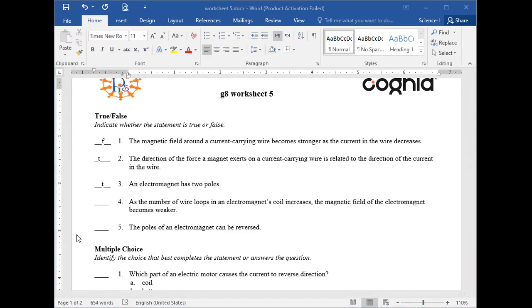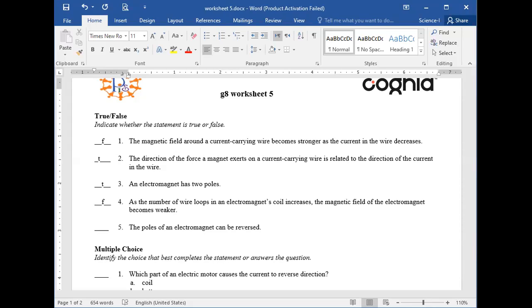Then question number 4, as the number of wire loops in the electromagnet coil increases, the magnetic field of the electromagnet becomes weaker. Yes, Reem? False. Of course, false, because we said that if we need to make the electromagnet stronger, we have 2 options. First option, we increase the loops of the wire, or we could use a more powerful electric source. So as the loops increase in the coil, that makes the electromagnet stronger, not weaker.